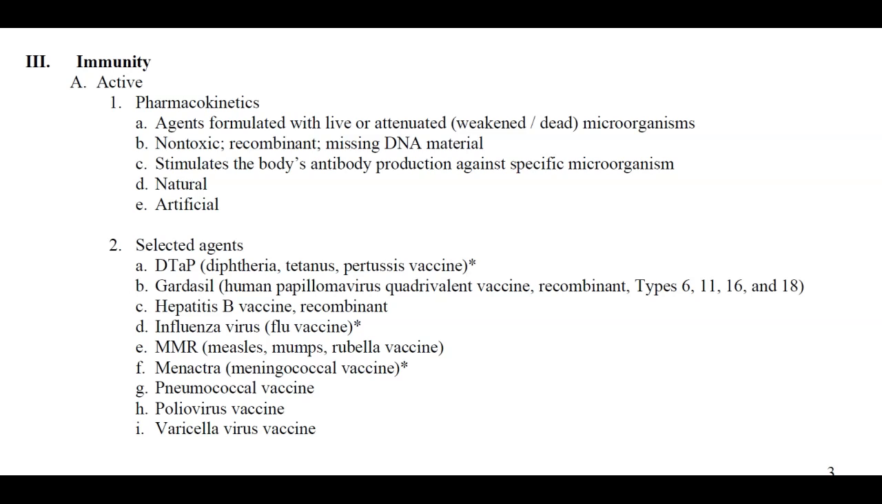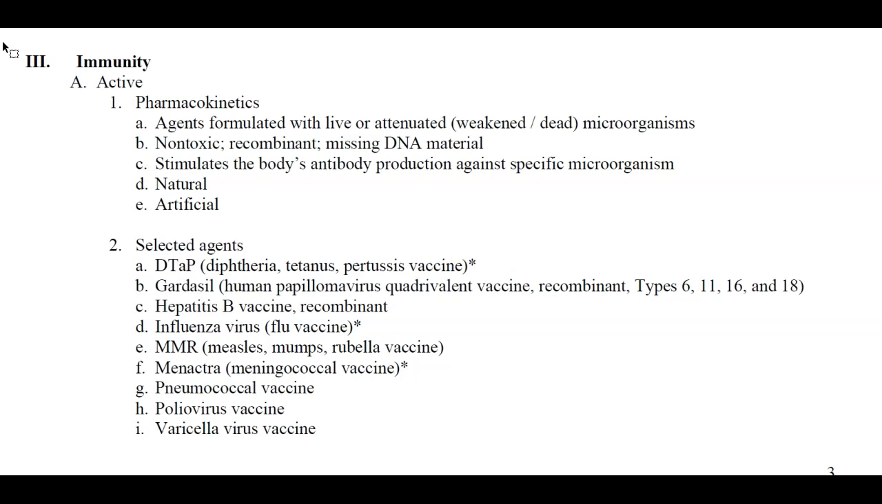Active and passive immunity. So these are going to be your humoral mediated B cells. Active and passive immunity are similar in some ways, but also different in other ways. For your active immunity, this requires antibody production. The pharmacokinetics involve agents formulated with live or attenuated or weakened dead microorganisms.